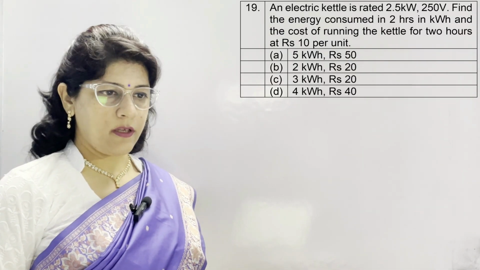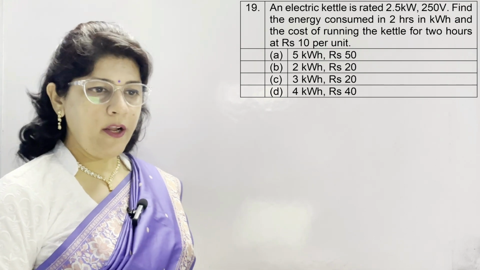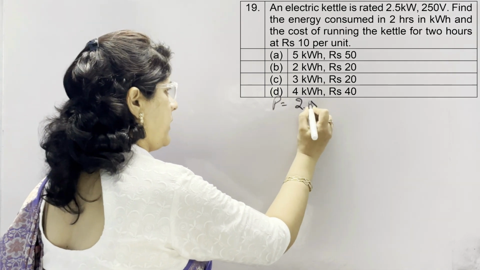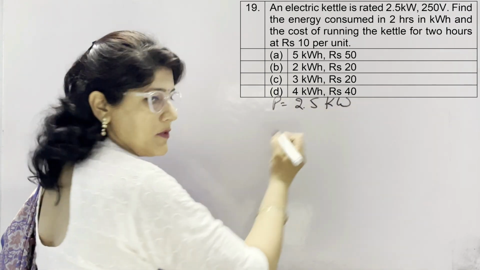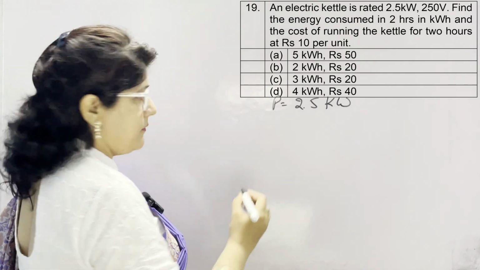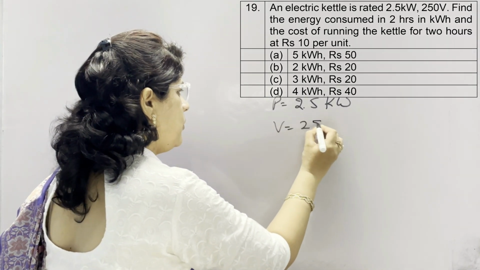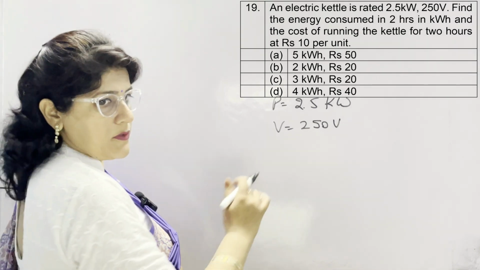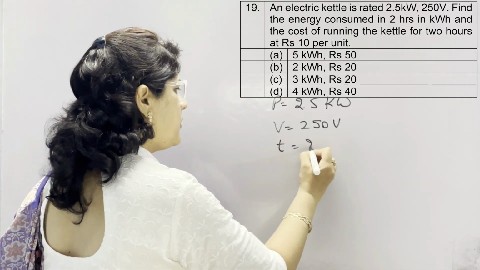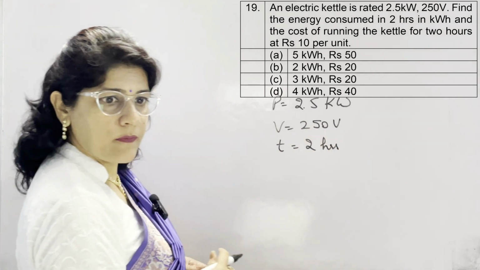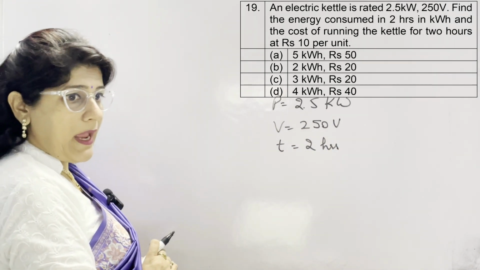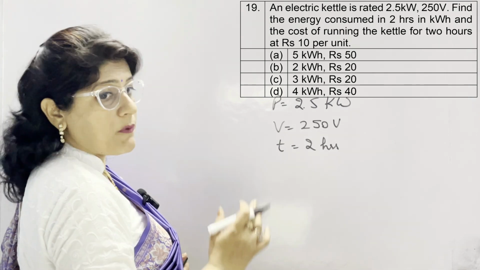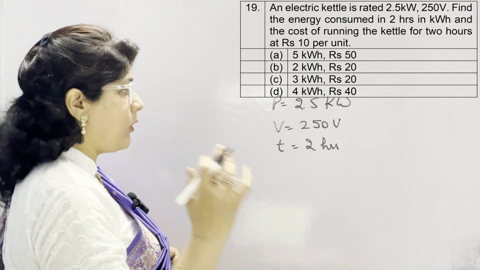In question number 19, an electric kettle is rated 2.5 kilowatt. Power is 2.5 kilowatt and 250 volt. V is 250 volt. Find the energy consumed in 2 hours. Time is given as 2 hours in kilowatt hour and the cost of running the kettle for 2 hours at rupees 10 per unit. But first we need to calculate the kilowatt hour.